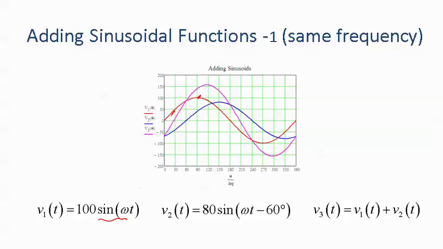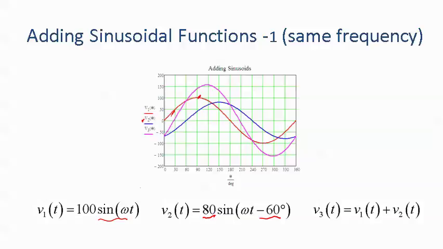The other sinusoid that we're going to add is the blue trace. We're calling that V2, and it's got a magnitude of 80, but it also has a phase shift. It's lagging behind by 60 degrees. Now I'm putting this in degrees, even though when evaluated this would all be in radians, but we can understand degrees better.